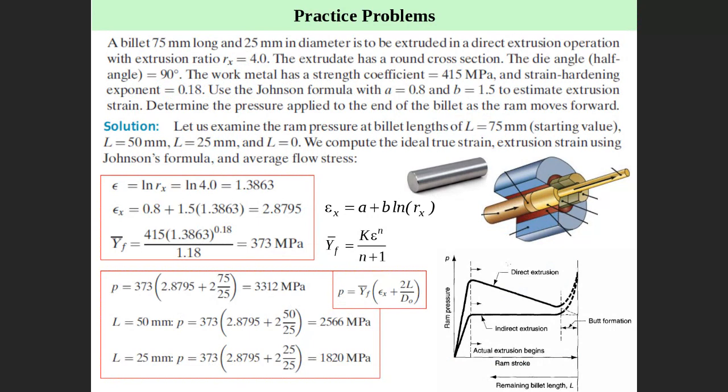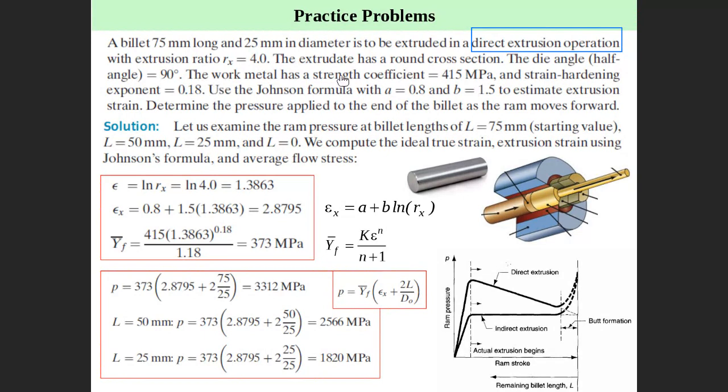Very important: this one is a direct extrusion operation. Then we use the direct extrusion equation, with extrusion ratio Rx equal to 4, right? The extruded part has a round cross section. I mean, after you do the extrusion, the cross section is also round.